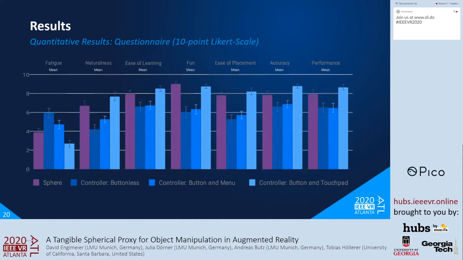Here we now see results for 7 questions of the post-experiment questionnaire that were answered on a 10-point Likert scale. The sphere condition mostly scored on par with the state-of-the-art method, while the two other conditions constantly receive worse ratings. Even though the sphere scores lower ratings on average than the fourth condition, except for the rating for fun, it is not significantly outperformed by the fourth condition.